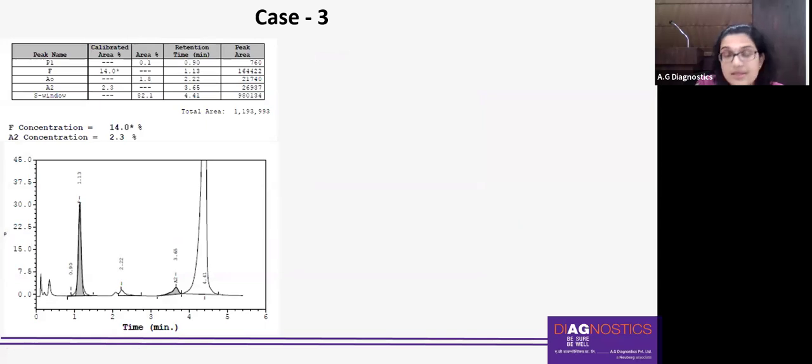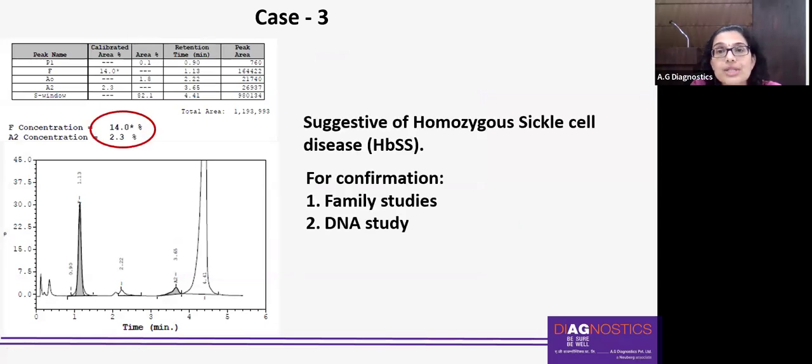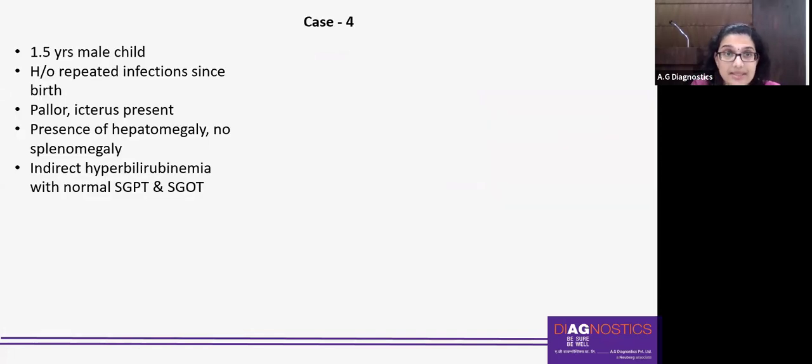HB-HPLC showed an S window of 82.1%, suggestive of homozygous sickle cell disease, again to be confirmed by family studies and DNA studies. The next case is that of a 1.5 years male child. Luckily, it was our OPD patient. We could get some history in this case.